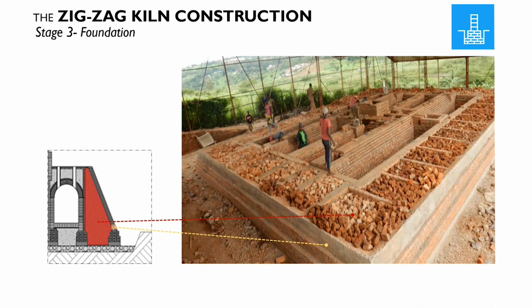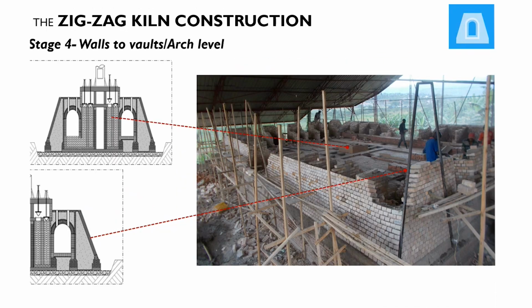As the masonry goes up, the insulating filling material, such as hard broken plant bricks or volcanic rocks, depending on country specificity, are also added. Stage 4, wall elevation to vault level. Now let's move to upper structure construction.